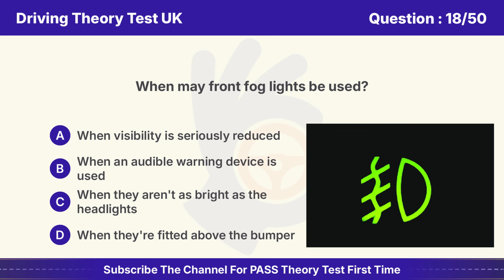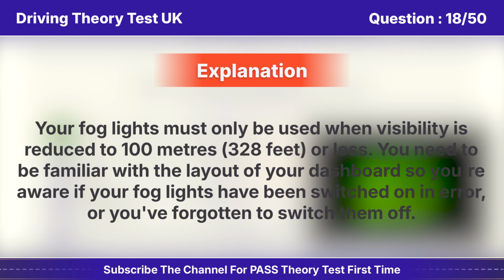Question 18. When may front fog lights be used? Answer is A. When visibility is seriously reduced. Your fog lights must only be used when visibility is reduced to 100 meters, 328 feet, or less. You need to be familiar with the layout of your dashboard so you're aware if your fog lights have been switched on in error, or you've forgotten to switch them off.